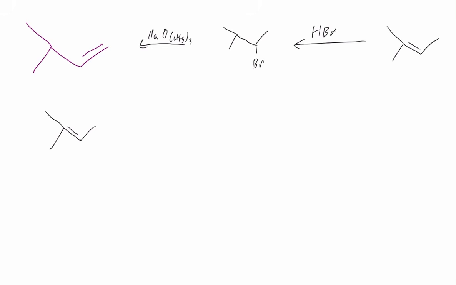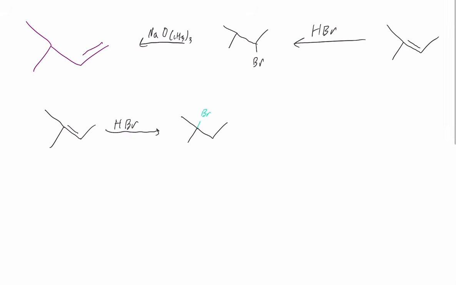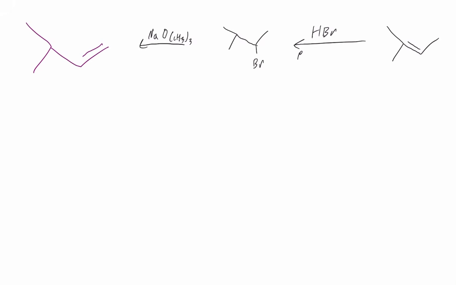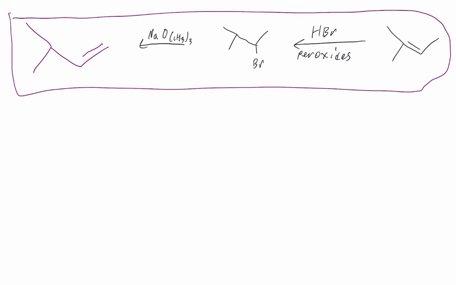If we take this alkene and add HBr, we would end up with bromine being added to the more substituted carbon, which is not what the intermediate we need is. So we need to ask ourselves, how do we add bromine to this less substituted carbon? And we just add peroxides. So that's a terrible box, but bear with me. That is a complete synthesis for our first problem.